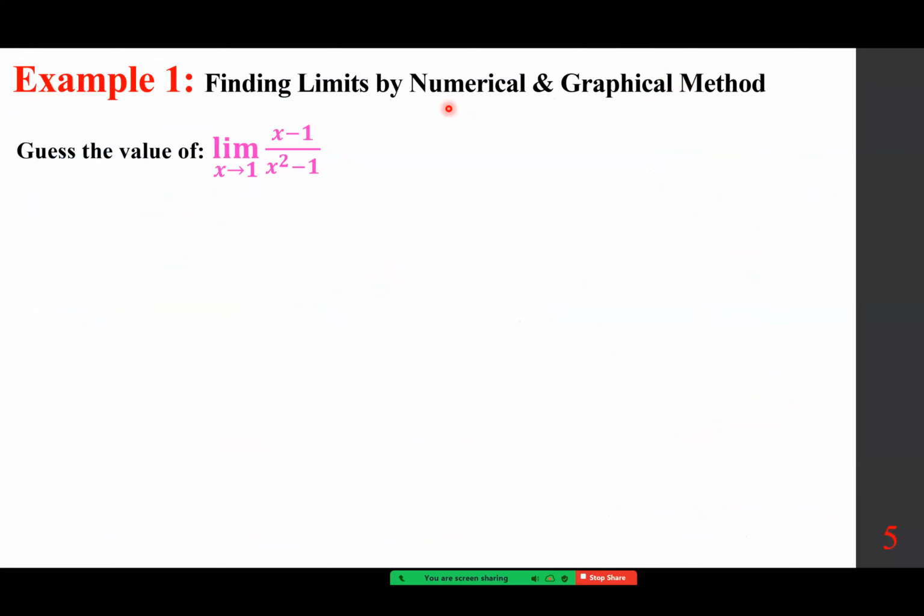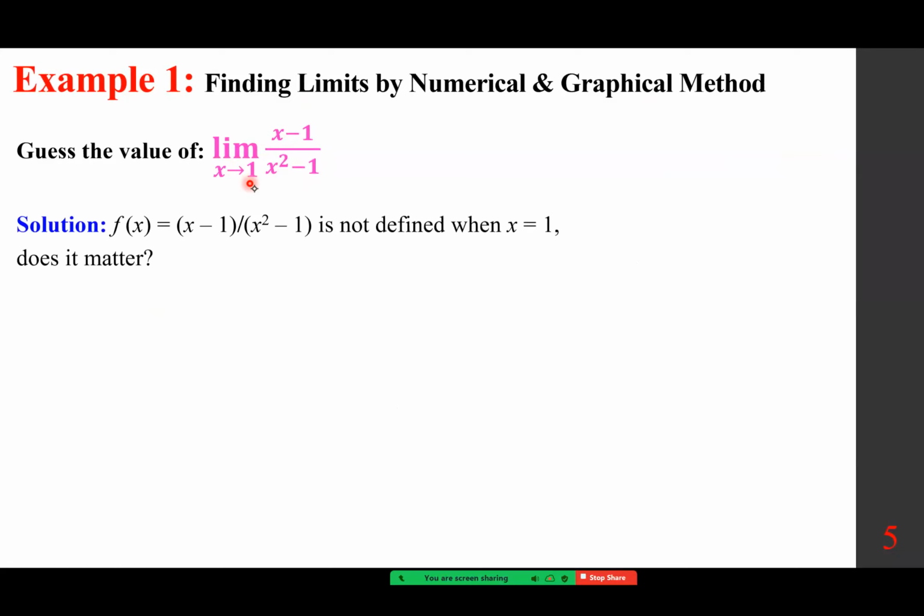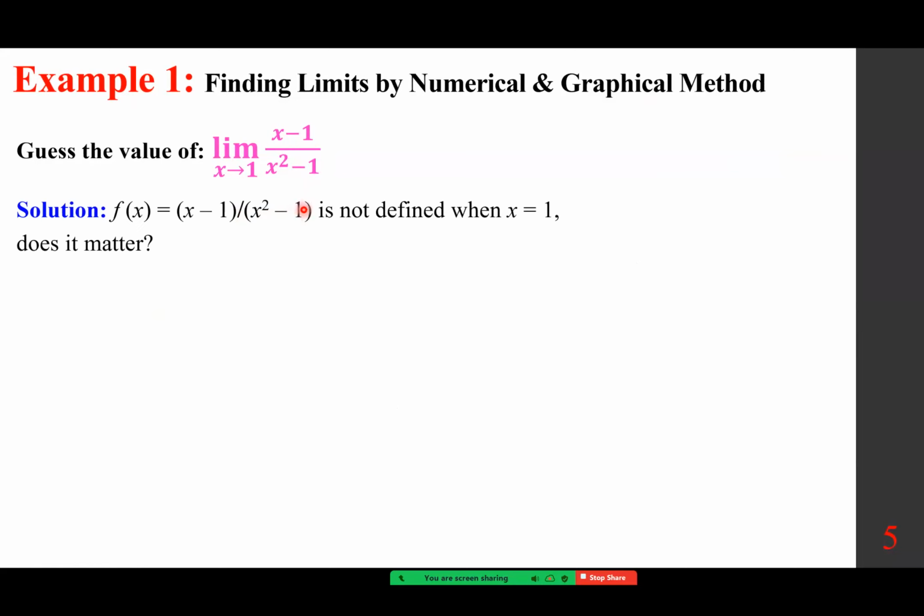Finding limits by numerical, graphical, and in fact, analytical method. Let's get the concept started. So we are interested in finding the limit of this function, x minus 1 over x squared minus 1, when x is approaching 1. So we are getting started. Notice f of x is undefined. It's not defined when x equals 1 because the denominator becomes 0.